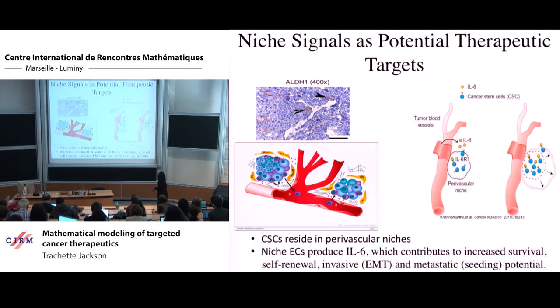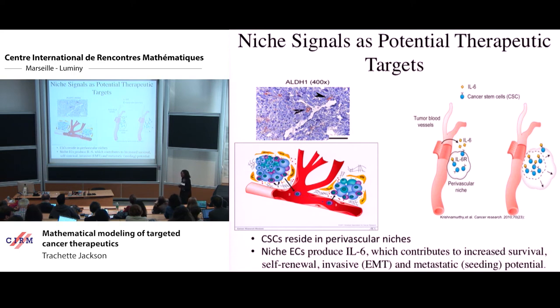And it turns out if you take a close look to see where they are and what they are doing, they live near blood vessels. So they're in these vascular niches where endothelial cells, the cells we talked about in the last model, play a role in sustaining them. So endothelial cells produce a chemical, in this case it's IL-6, that increases the survival, self-renewal, and metastatic potential of these cancer stem cells. So there we have our target.